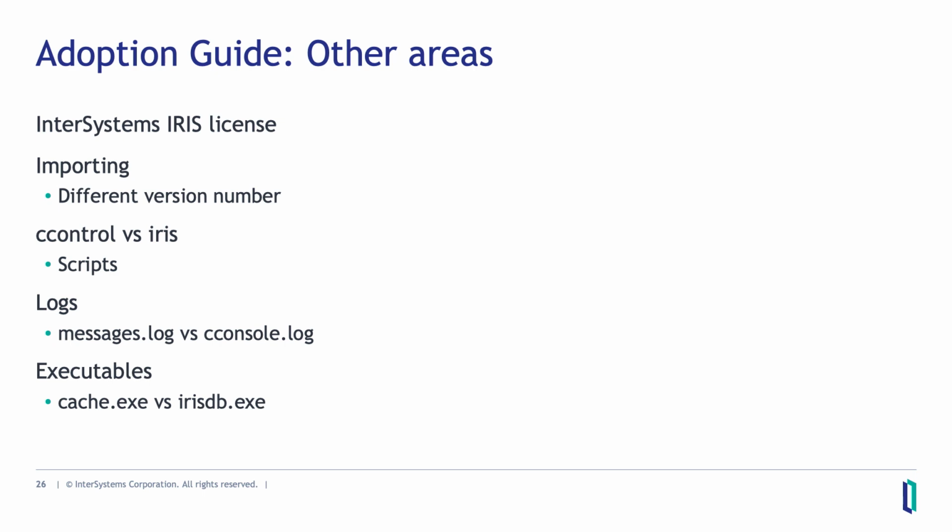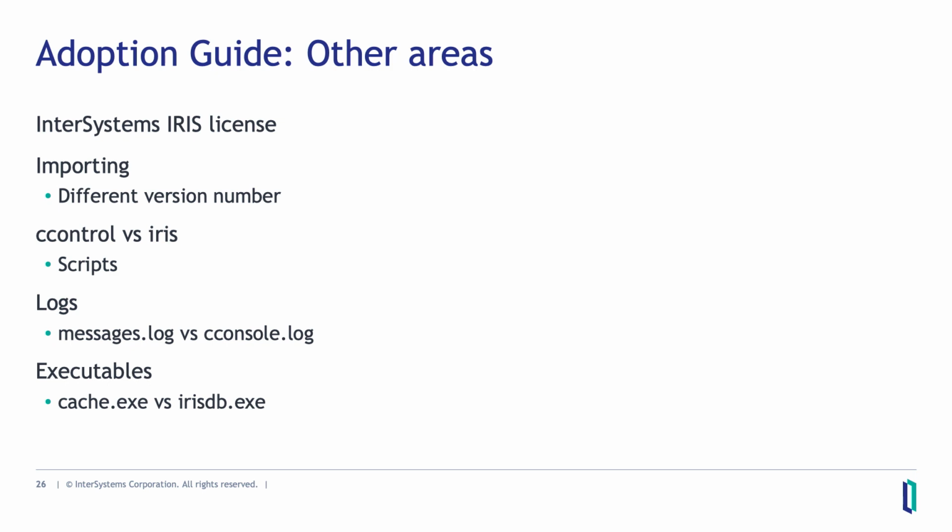Importing: you can export code and import this. But between these products, we changed the version number in the XML file. So in certain situations where you want to import this and it doesn't seem to recognize it, just change the number in it to the other version number. It will still all work. It's all documented in the adoption guide on what happens there.